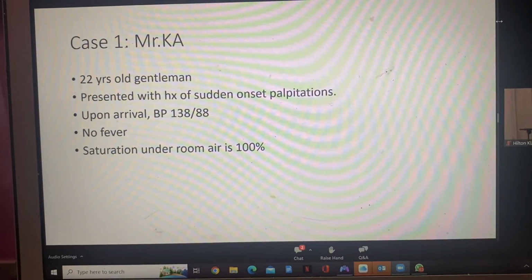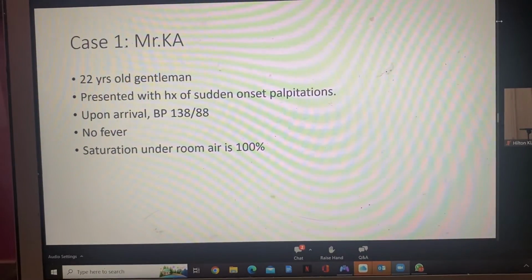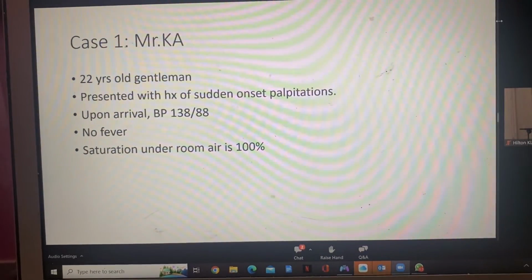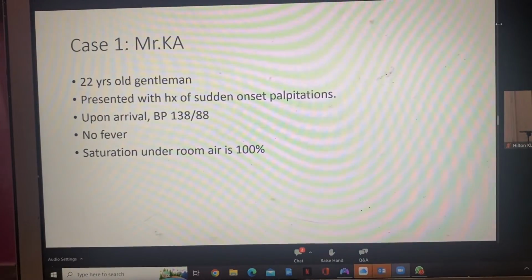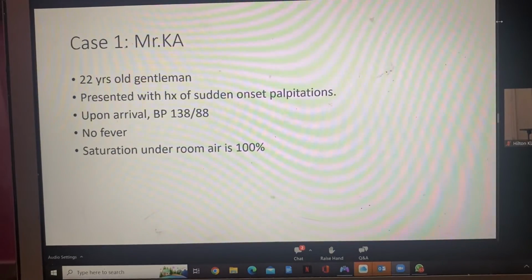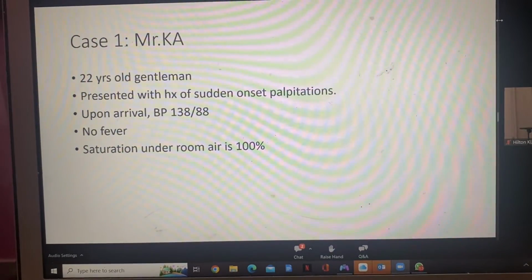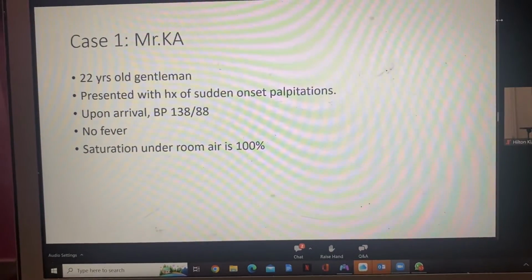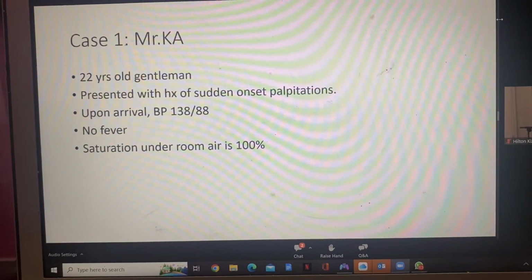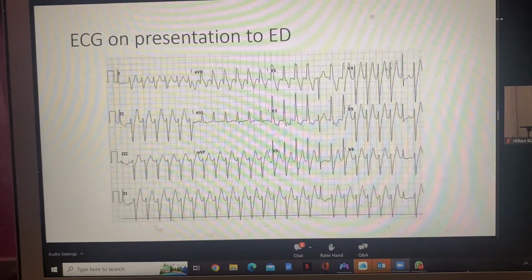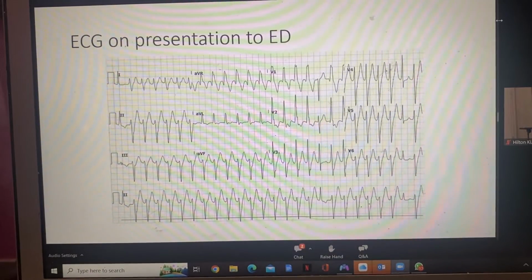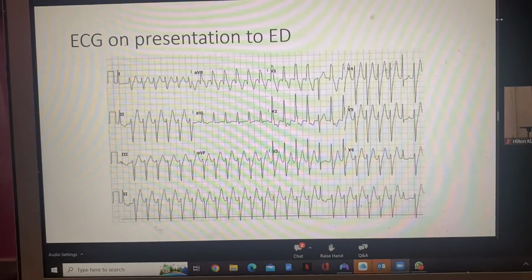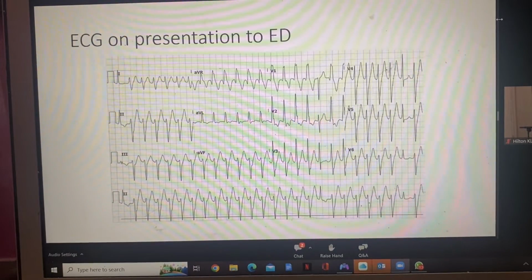So I'll go to my first case. Mr. KA is a 22-year-old gentleman. He has no known medical history previously. He presented with a history of sudden onset palpitations. His BP was 138/88. He has no fever, and his saturation under room air is 100%. So this is the ECG on presentation to ED. I'll give you all a moment to have a look at the ECG and analyze it, because we're going to have a poll after this.